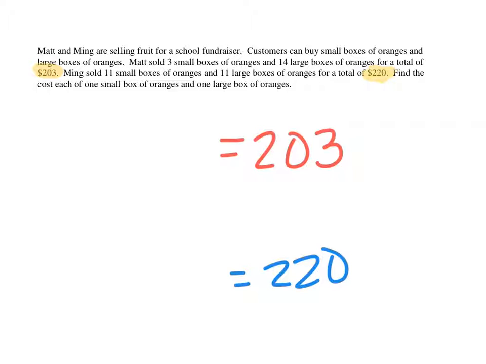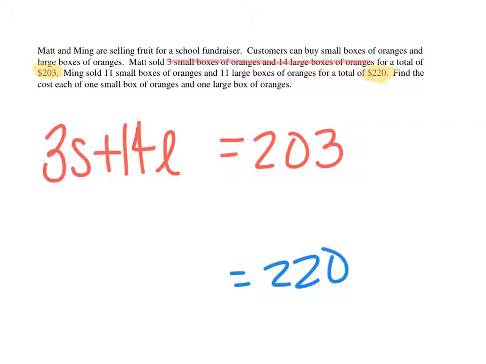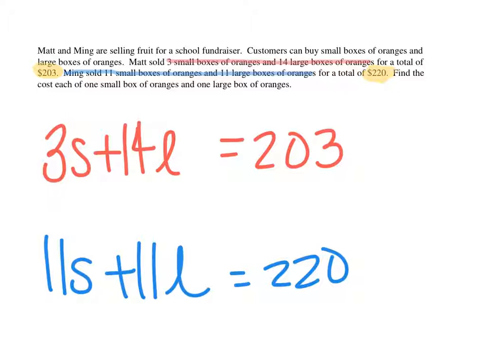Well, it said Matt sold 3 small boxes and 14 large boxes for a total of 203. So we would write that as 3 small plus 14 large. And I'm going to write my L in cursive because otherwise it kind of looks like a 1. And then if we read about the total of 220, it said Ming sold 11 small boxes and 11 large boxes. So that would be 11S plus 11L is going to equal 220. So there would be my 2 equations.